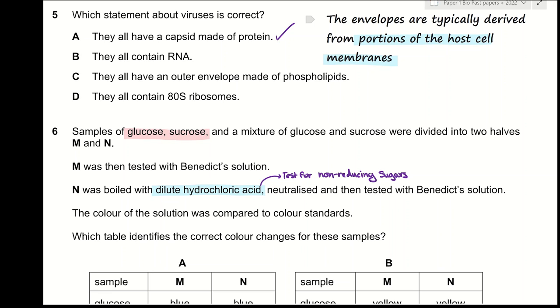B. They all contain RNA. This is incorrect. Why? Because viruses could contain either RNA or DNA, but both of them could not be present together in the same virus. Beware. Therefore, this is incorrect.